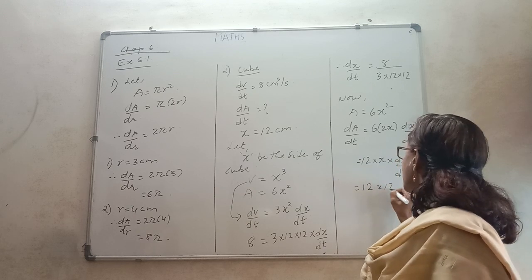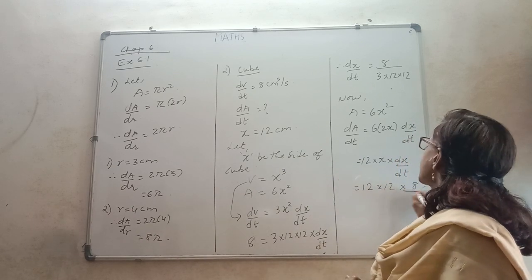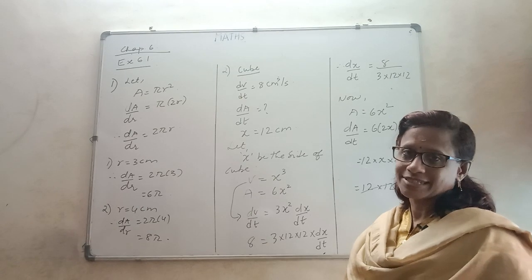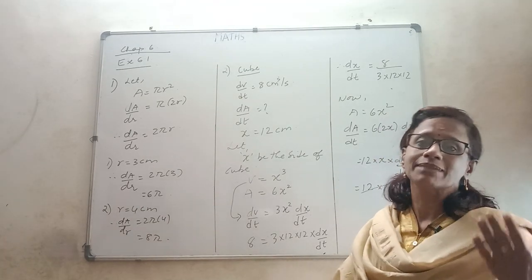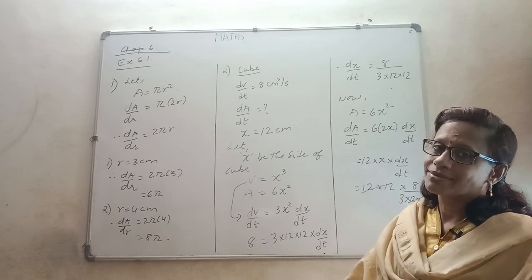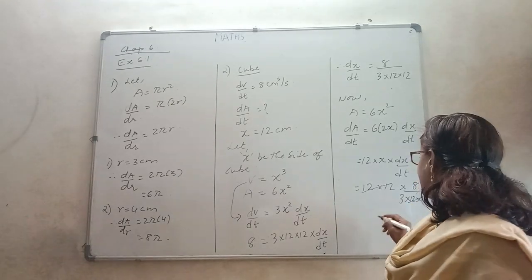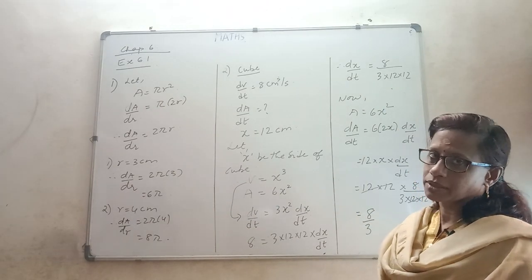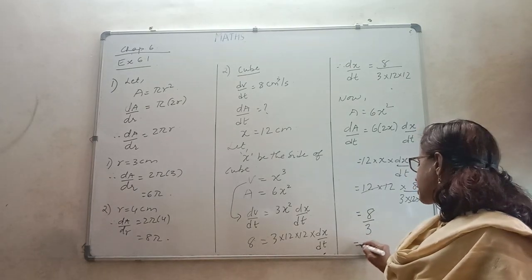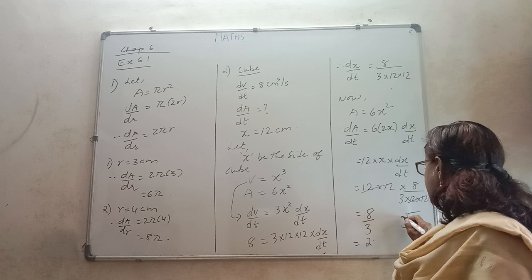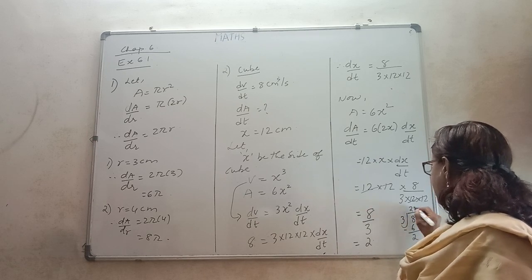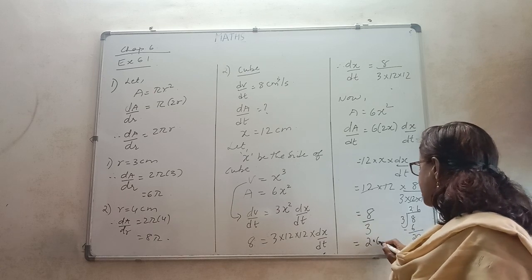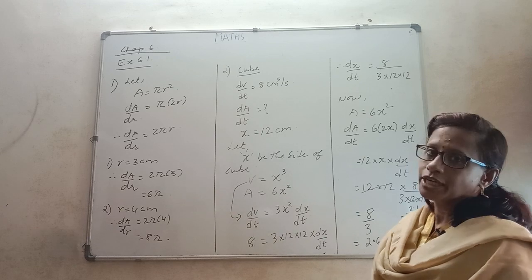x for us is 12, and dx by dt we have got as 8 by 3 into 12 into 12. This 12 into 12 and 12 into 12 can cancel each other. That is why we don't convert anything. Many times things do get cancelled, so at the last step only the simplification needs to be done. And so your answer is 8 by 3. Either you keep it as 8 by 3 or you convert it into decimal. It's better to convert it into decimal. Dividing 8 by 3, we get 2.66 as your rate of change of area.